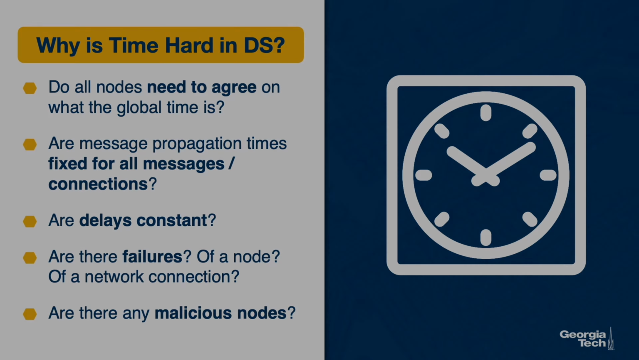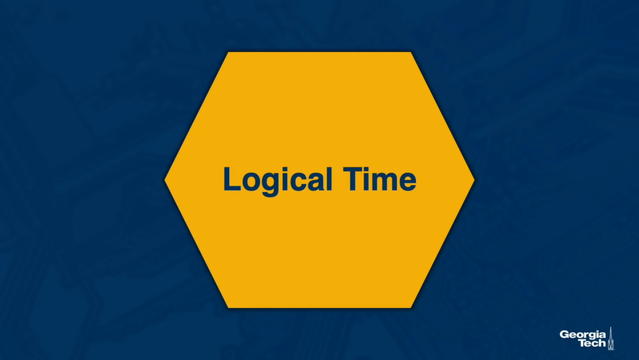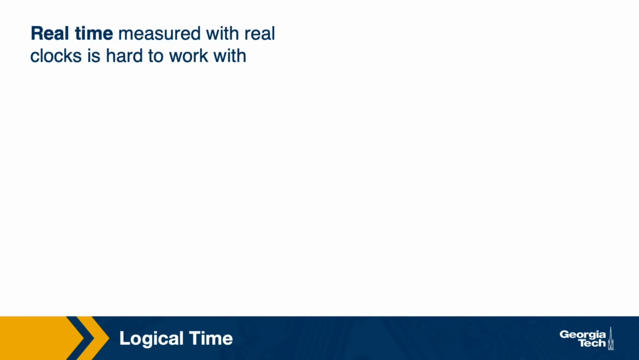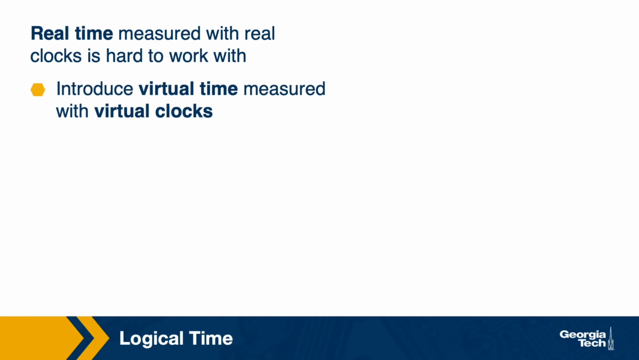All of this can also be further complicated because we may not be able to trust all nodes in the network. We explained that in distributed systems, it is hard to work with real physical clocks and the real notion of time that they measure. But we also explained that we do need somehow to capture the concept of time. The solution to that problem is to introduce some virtual concept of clocks and time. We do this via what we call logical clocks.